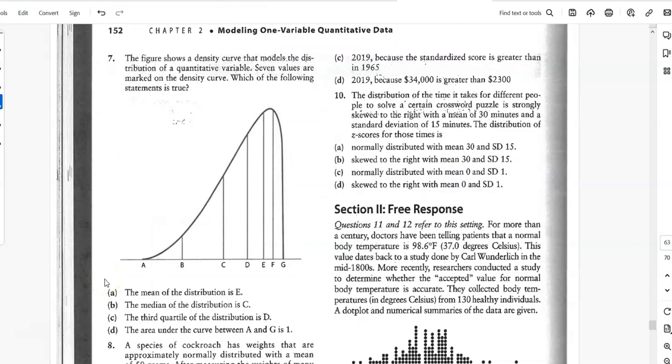The figure shows a density curve. 7 values are marked. Which of the following statements is true? The mean of the distribution is E. It's skewed left, so I don't think that's true. The median is C. It doesn't cut exactly 50%, so I don't think that's right. The third quartile of the distribution is D. That looks like the median to me, about half on each side. I don't think that sounds right. The area of the curve between A and G is 1. That is correct. I don't know if I got that right or not. 7 is D, yeah.